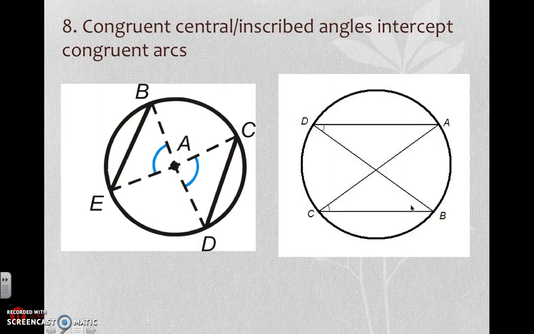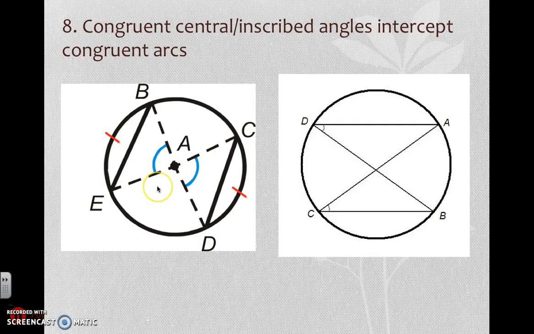Number 8 is that congruent central or inscribed angles intercept congruent arcs. So we'll look at the central angle one first. In this diagram, I'm given two central angles, CAD and BAE are congruent. That means that arc BE is congruent to arc CD.